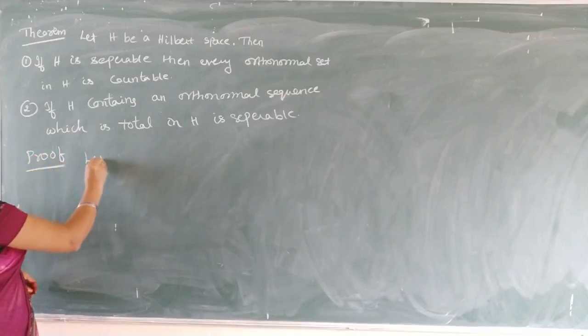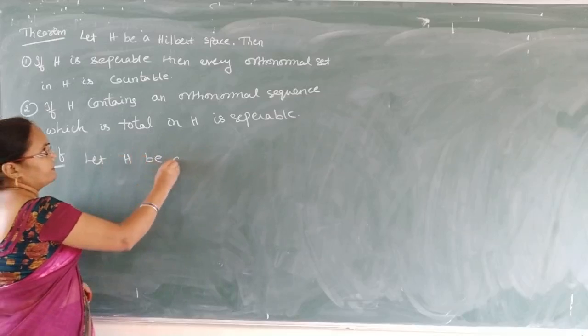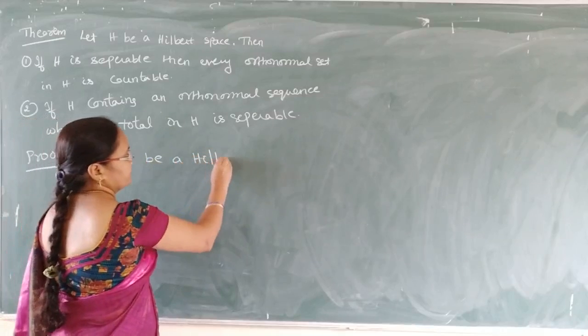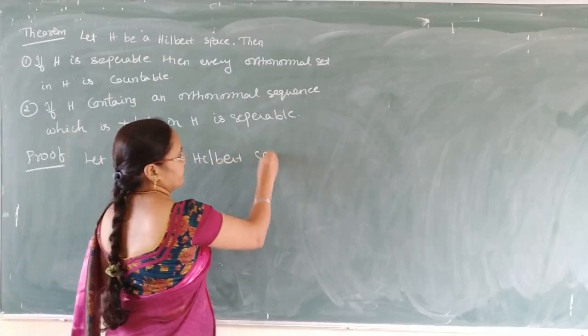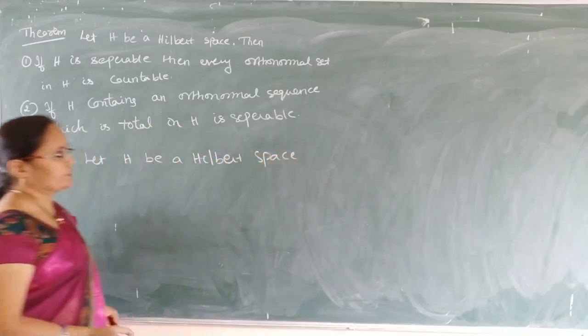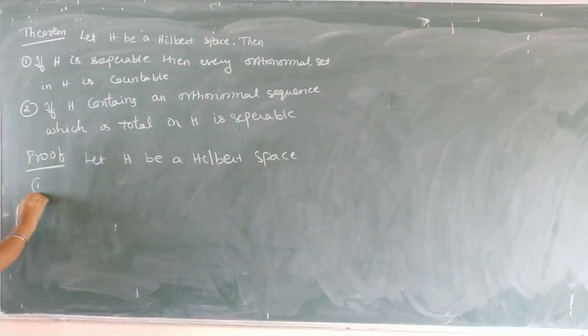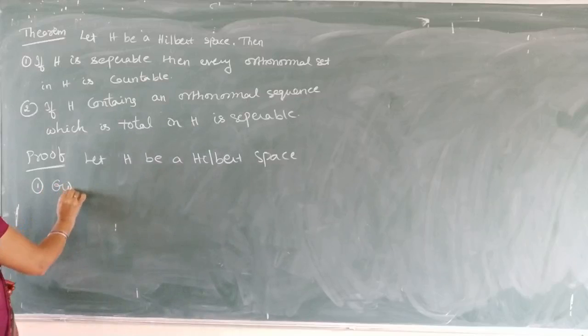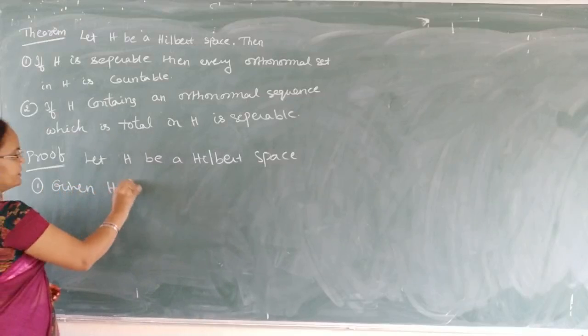Let H be a Hilbert space. Okay. Next, our first point. What is the supposition? H is separable. So, given H is separable.